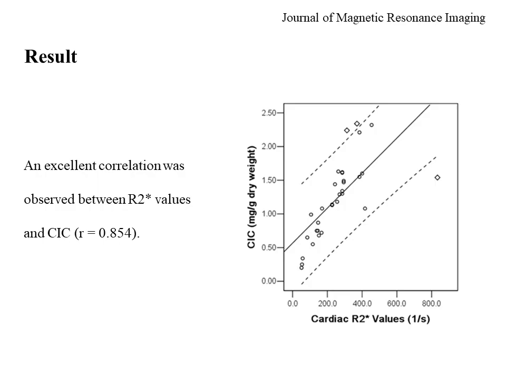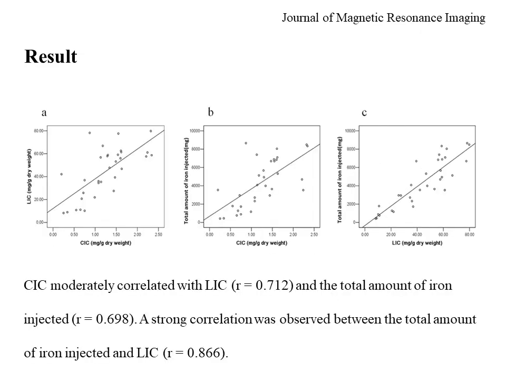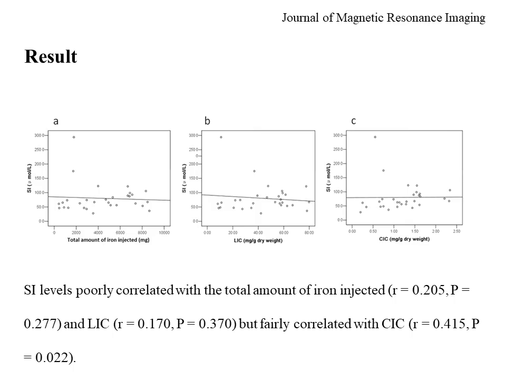A strong correlation was observed between R2* values and CIC, R equals 0.854. CIC showed moderate correlation with LIC and the total amount of iron injected. A strong correlation was found between the total amount of iron injected and LIC. SI levels showed poor correlation with the total amount of iron injected and LIC, but a fair correlation with CIC.